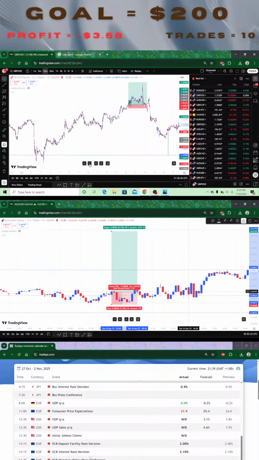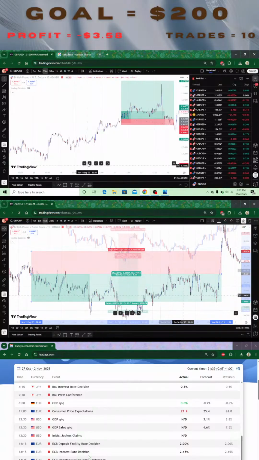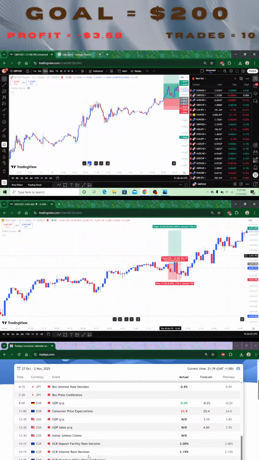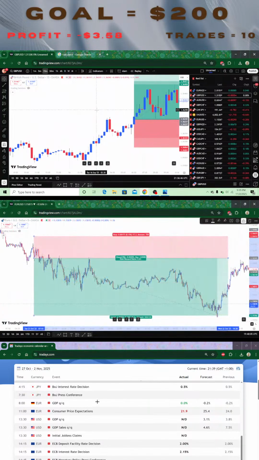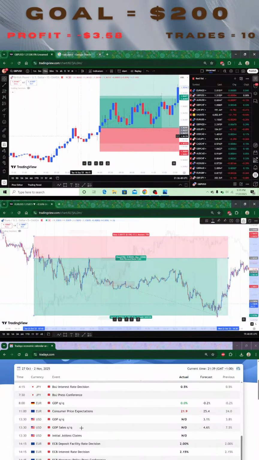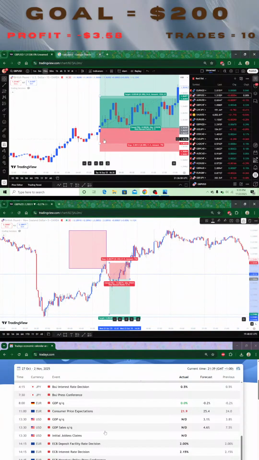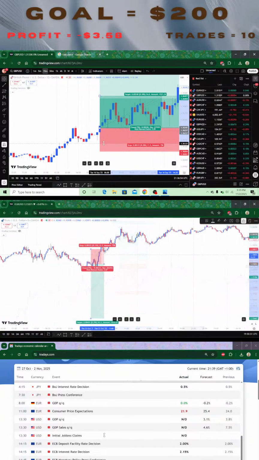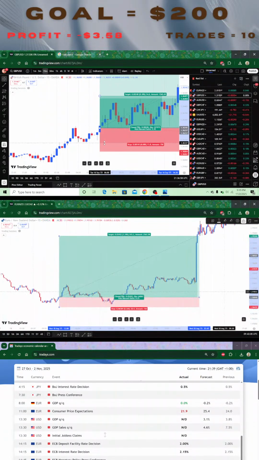Zoom, zoom. I need this thing to be zoomed, really zoomed. So for GBP USD, where is the spike? The spike is down here, right here. Here is the peak.